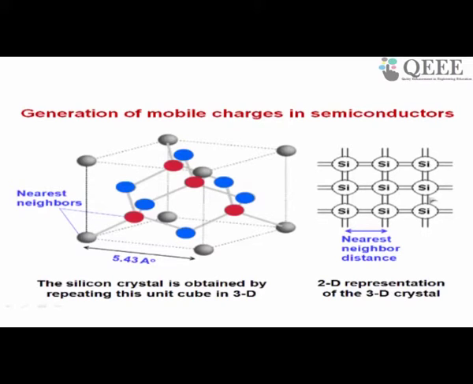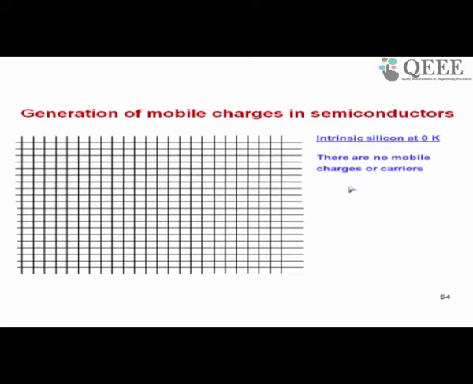We will always be using this whenever we want to explain various properties of semiconductors, semiconductor silicon, properties of silicon, like how charges are created and so on. We will be using this two-dimensional arrangement instead of the three-dimensional picture. Now let us see how mobile carriers are generated in semiconductors.